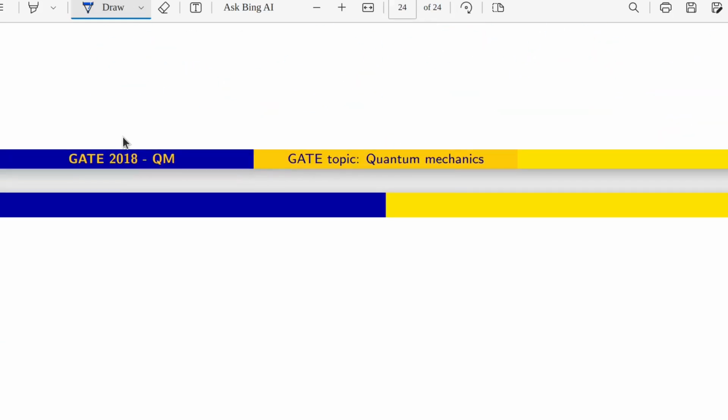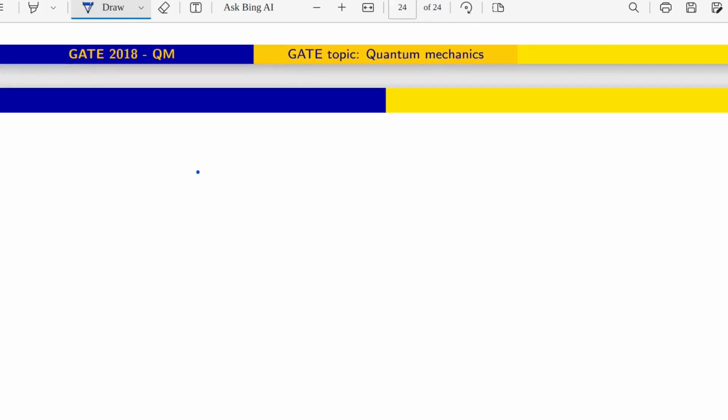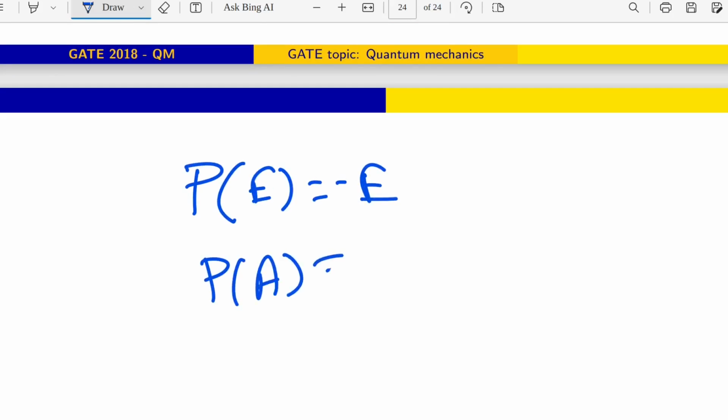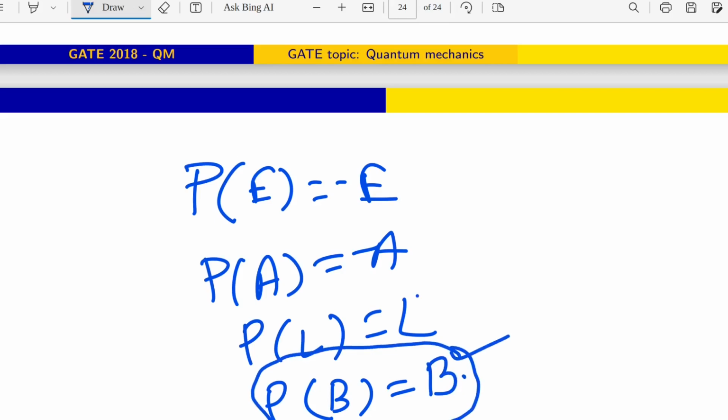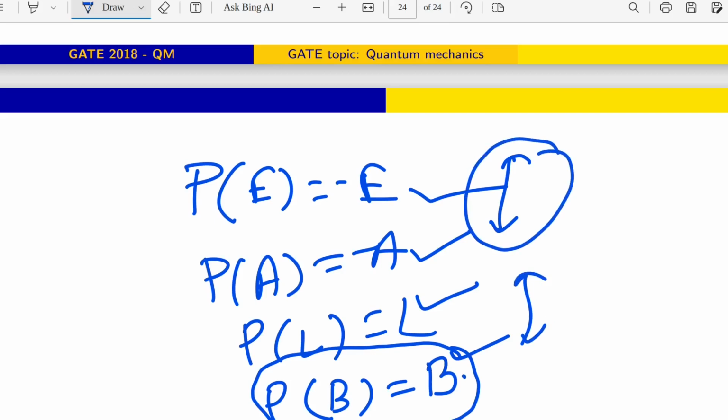So that means there will be some contribution: P of E is minus E, P of A is minus A, P of L is L, P of B is B. So this is magnetic field, axial vector, this is axial vector, this is a vector, this is a vector, and these two vectors are odd under parity, and these two are even under parity. So whatever was the question, from that question I can conclude that E and A, these two will be odd under parity.